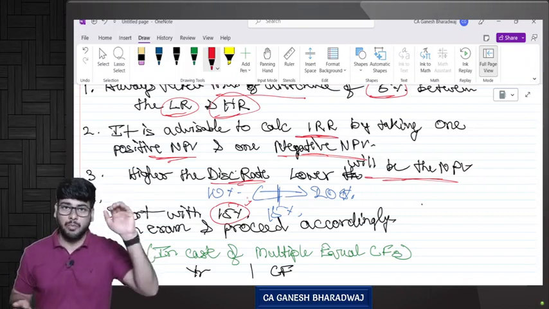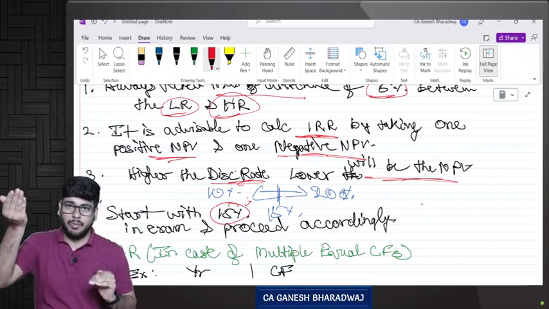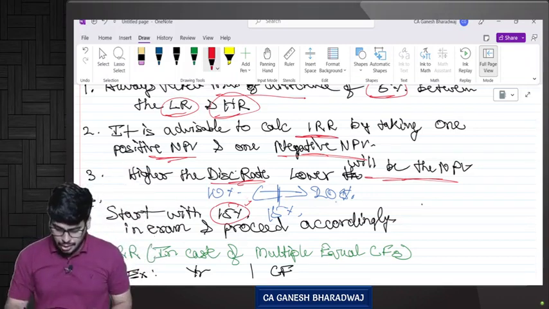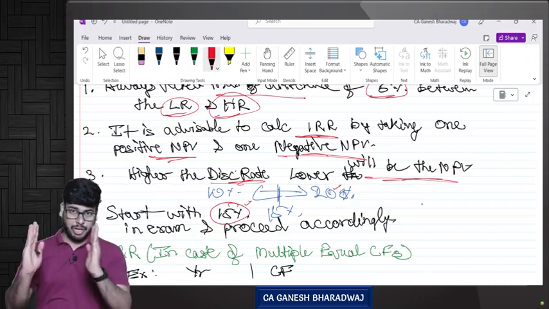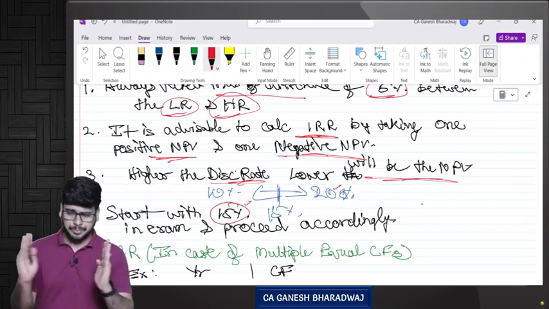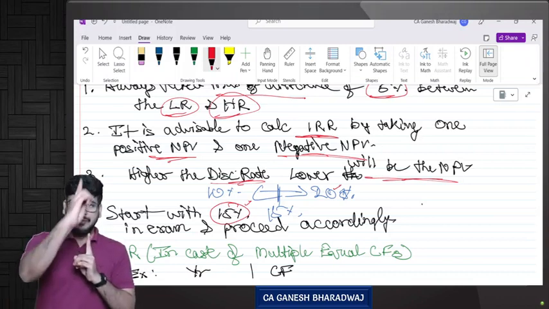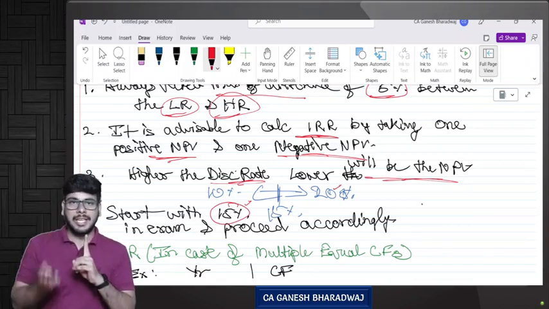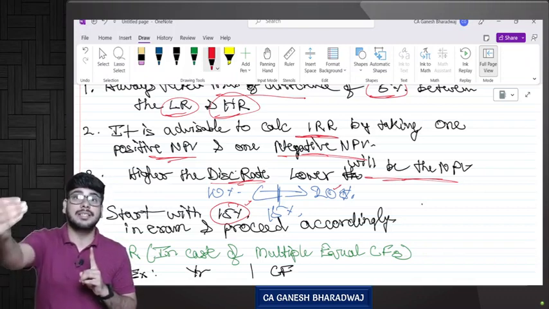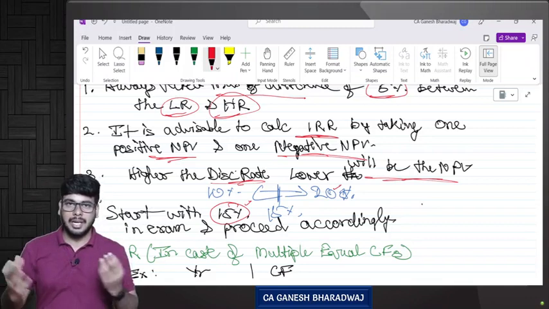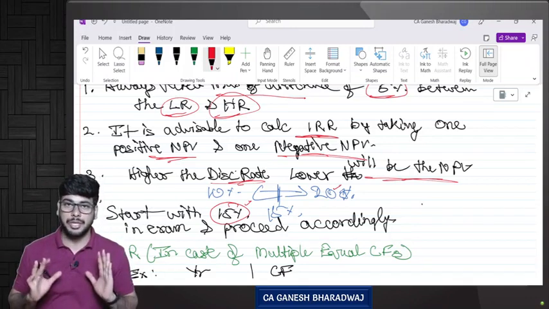Now, if you are getting a positive NPV, what will you do? You will increase the rate. Why? Only then you will try to bring down the NPV. The next trial, you take it as 20%. You can take a maximum of 5% cushion. Definitely it will show a negative NPV. And now you can interpolate between the two.